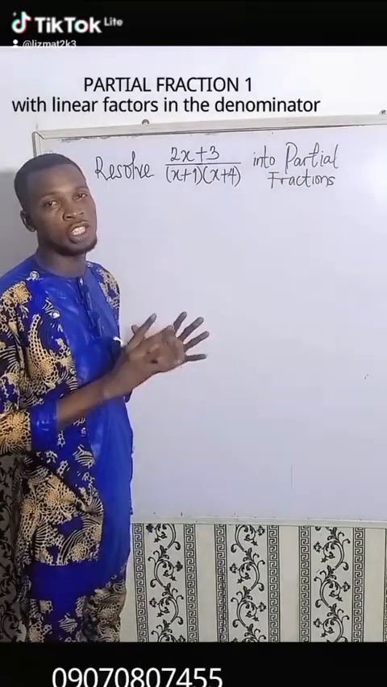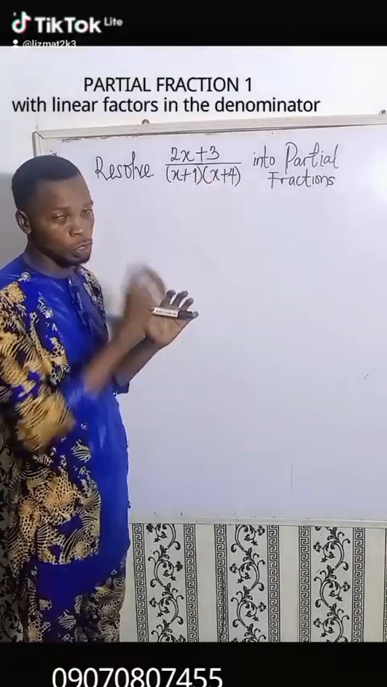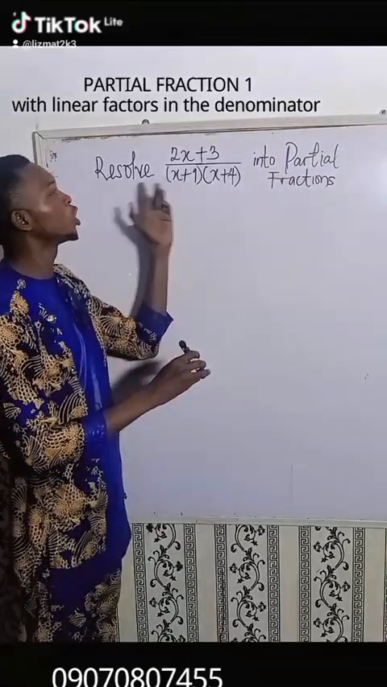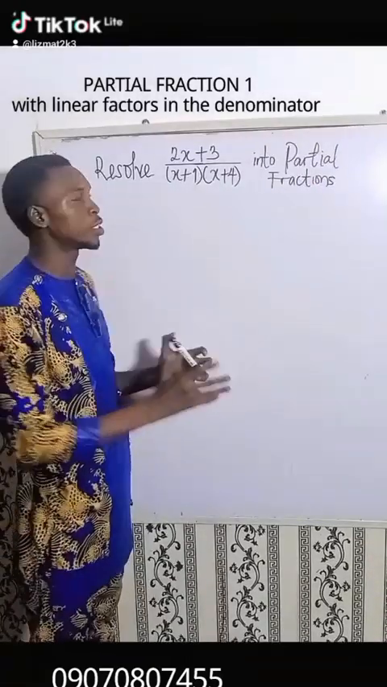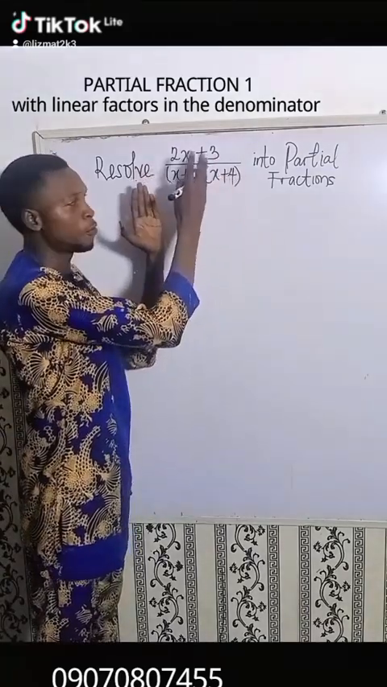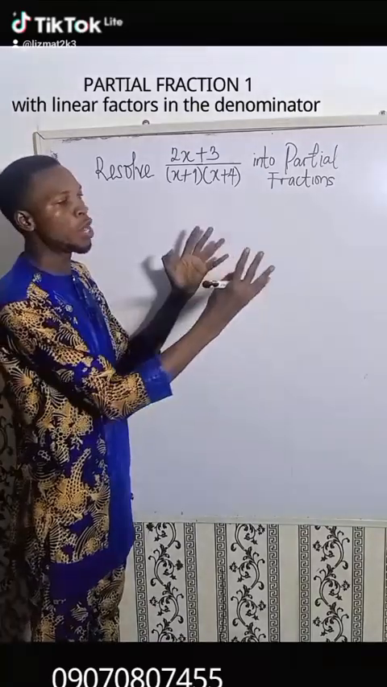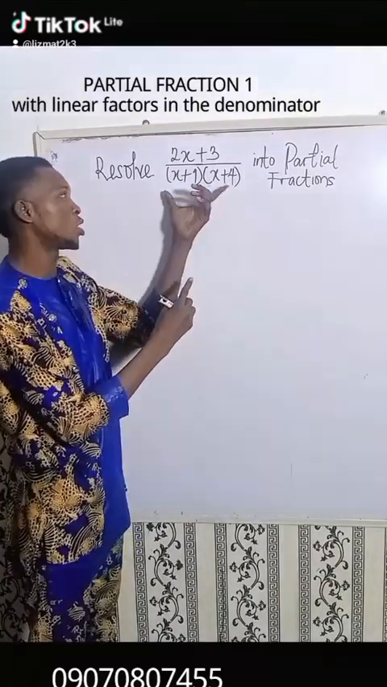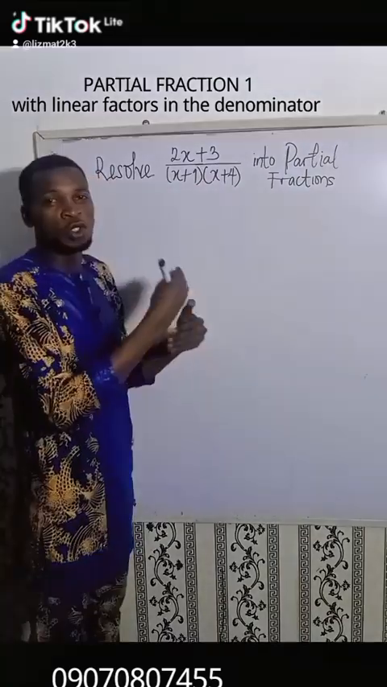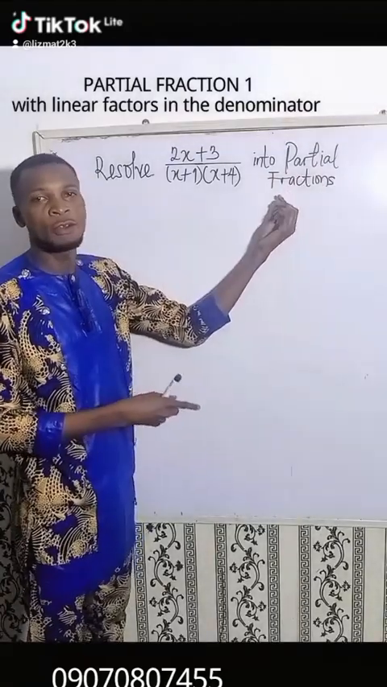What do we mean by partial fraction? This algebraic fraction on the board here is known as the compound fraction. And to resolve it into partial fractions simply means that we should decompose or split this algebraic fraction into smaller fractions such that when I add the smaller fractions together, I will still get the main algebraic fraction. Those smaller decomposed fractions, that's what we call partial fractions.